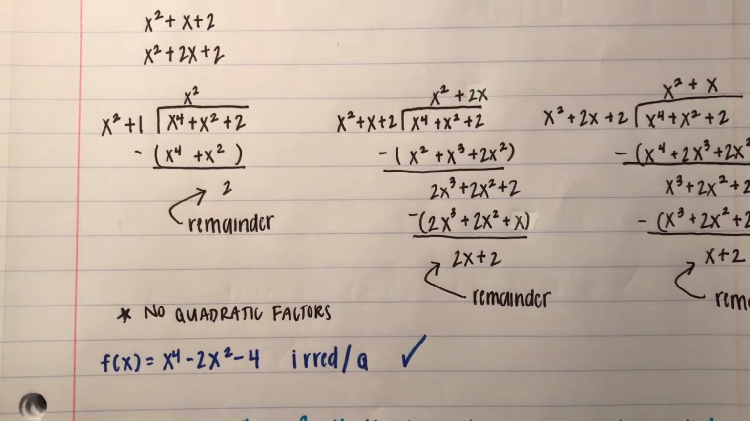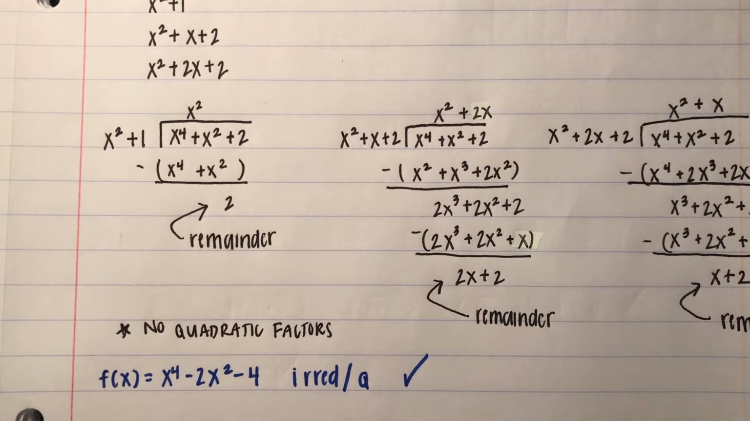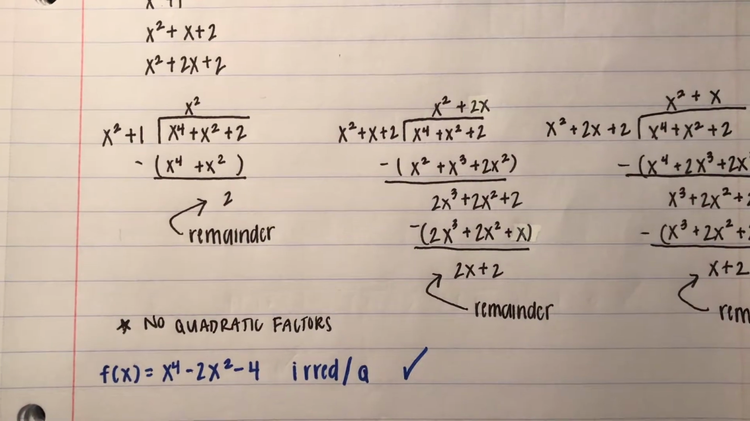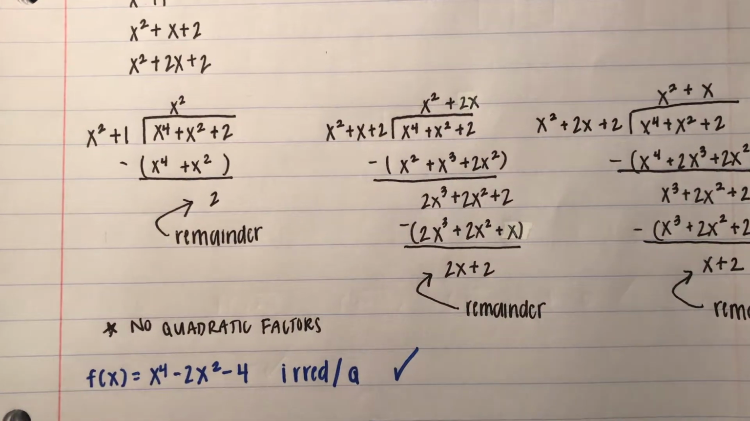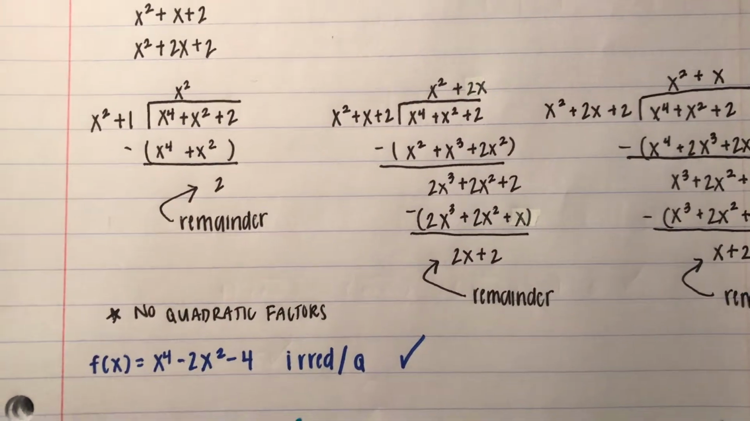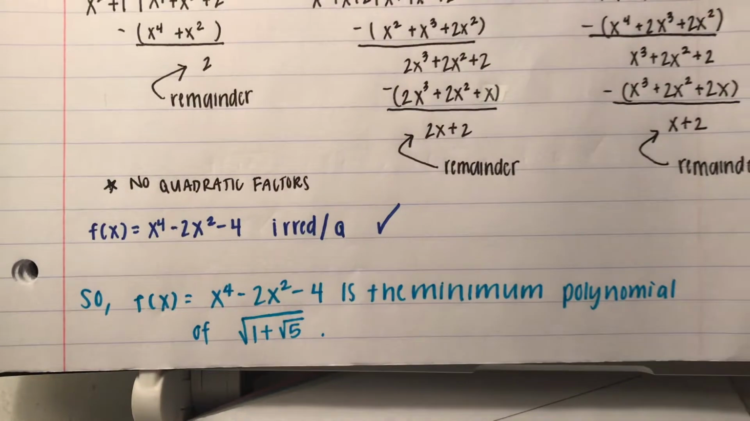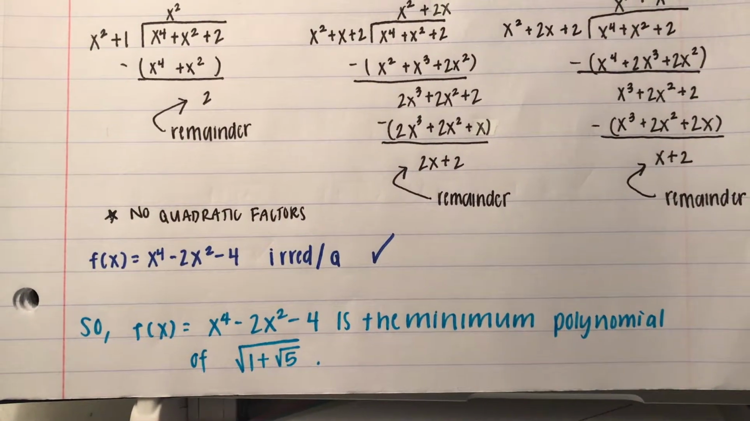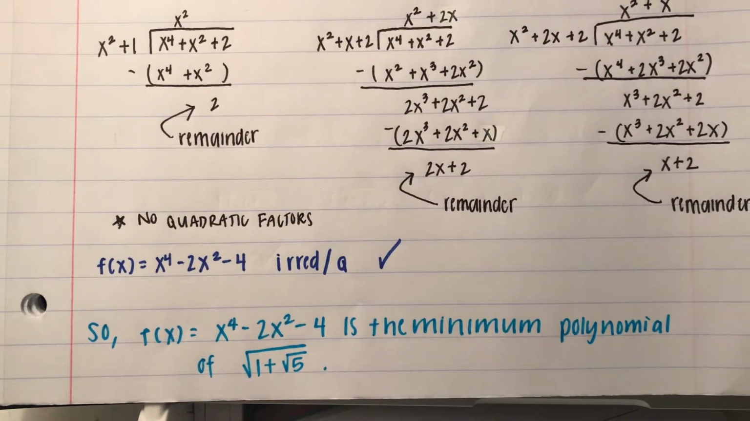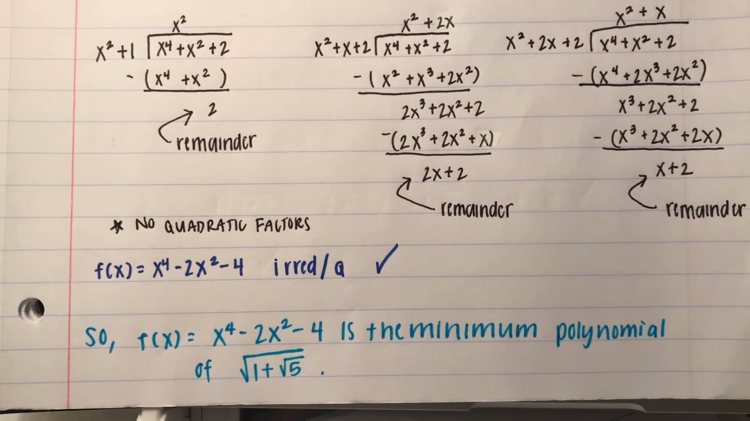So, since there aren't any linear factors or quadratic factors, we know that f of x equals x to the 4th minus 2x squared minus 4 is irreducible over Q. So that f of x equals x to the 4th minus 2x squared minus 4 is the minimum polynomial of our given element.